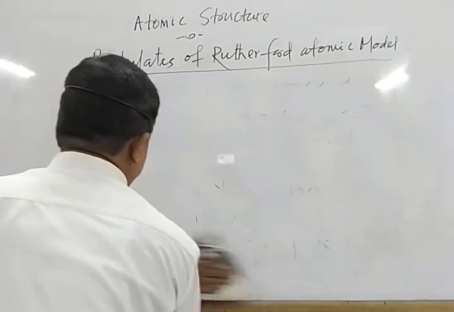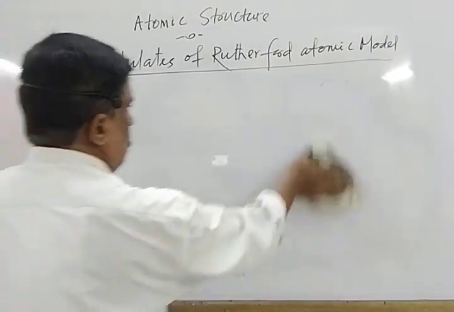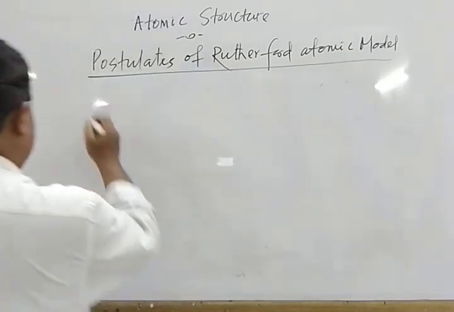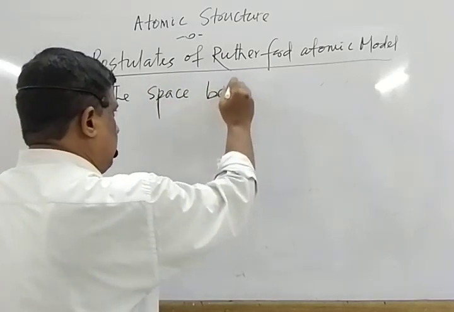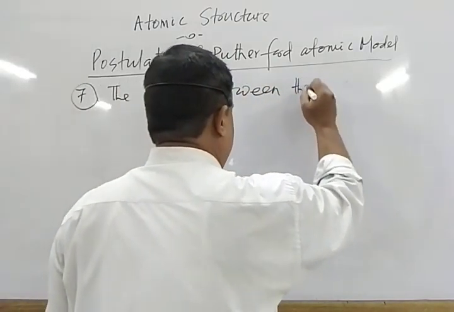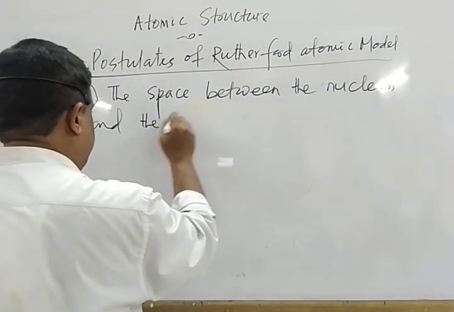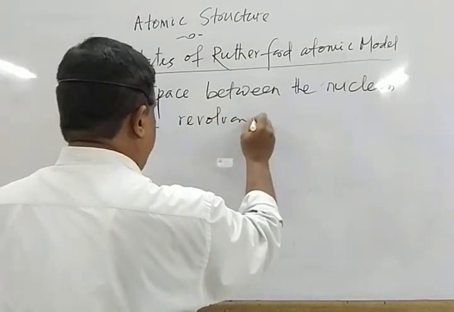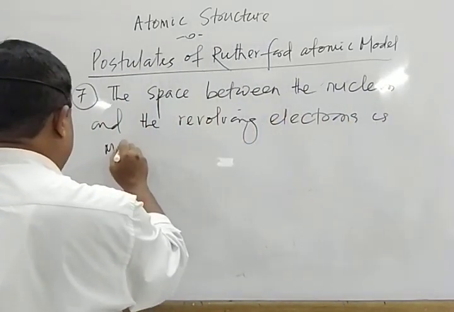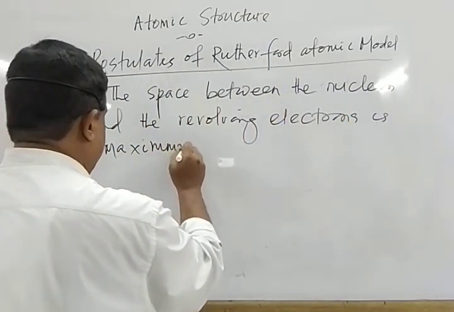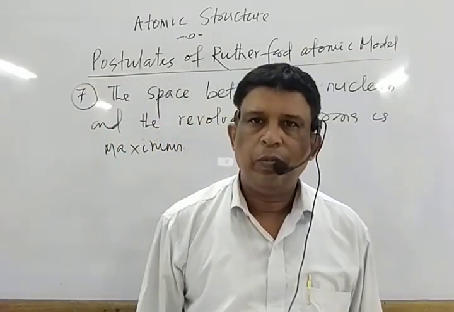The space between the last point of the Rutherford atomic model, that means the space between the nucleus and the revolving electron is maximum. These are the various postulates of Rutherford atomic model.